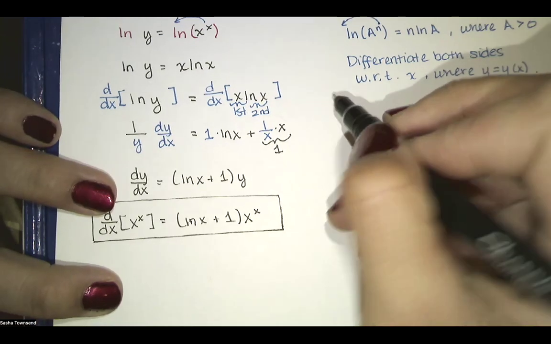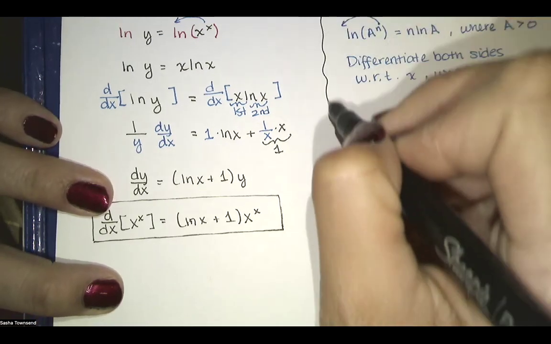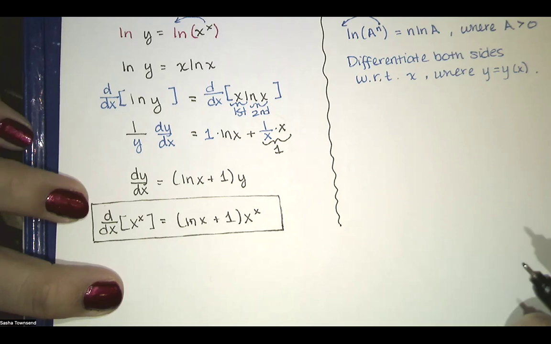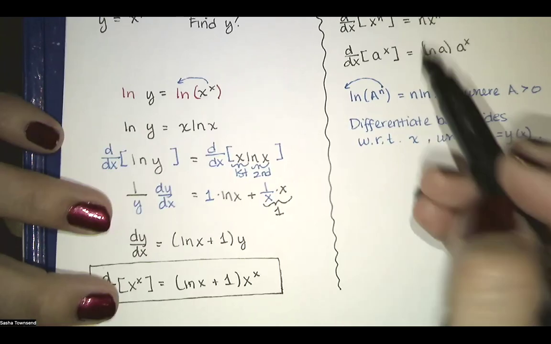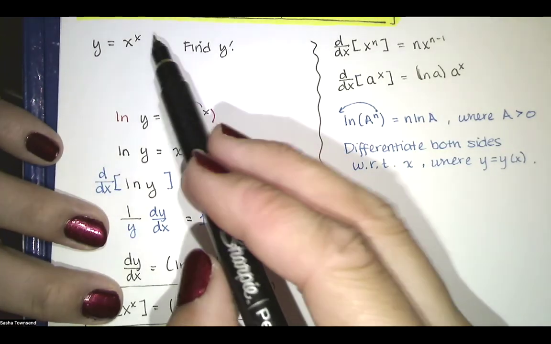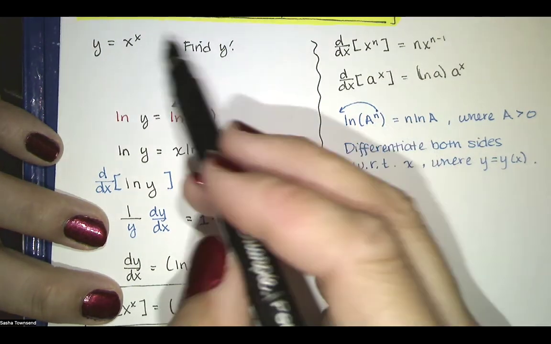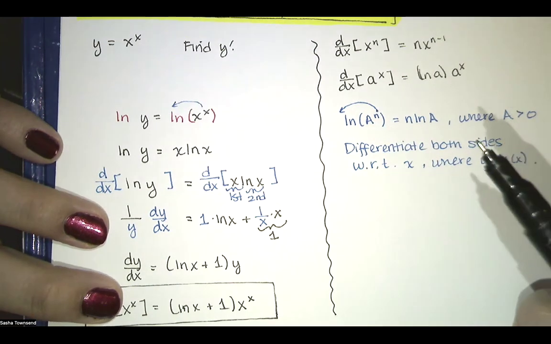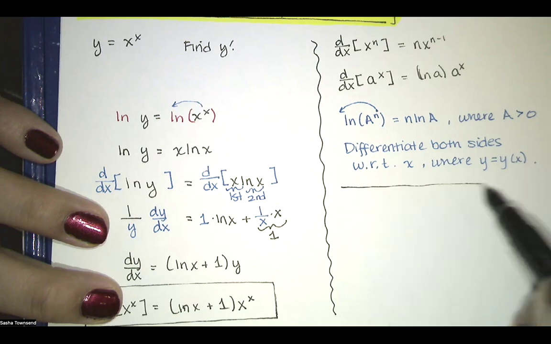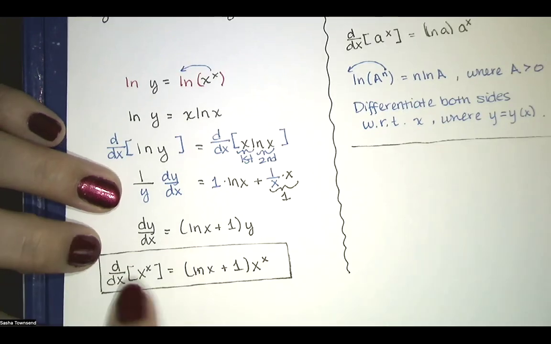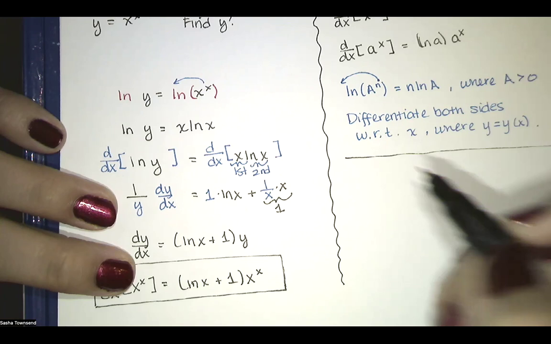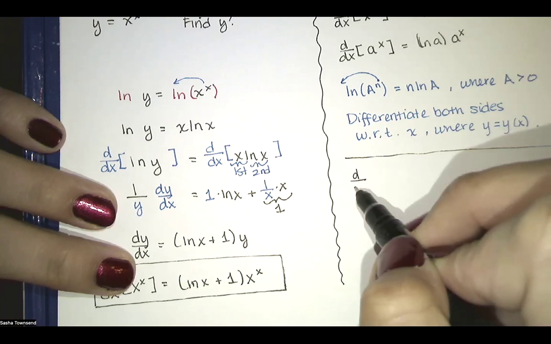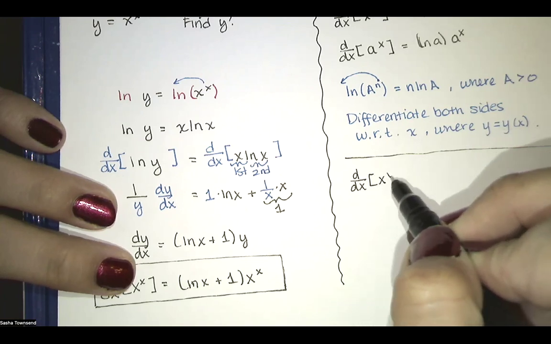But you might notice that if I tried to apply this rule to this function, and if I tried to apply this rule to this function, I would get something that looks similar to what we got right here. For example, if I take the derivative with respect to x of x to the x, and I try to apply the power rule, that's what we call this.